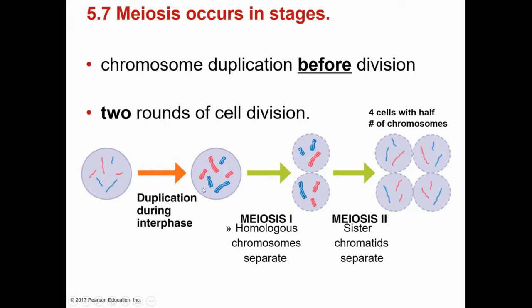So we go from 6 chromosomes to 3 in meiosis 1, and then in meiosis 2, we go from 2 cells with 3 chromosomes each that are made of an X into 4 cells that have 3 chromosomes that are just made of 1 piece each.